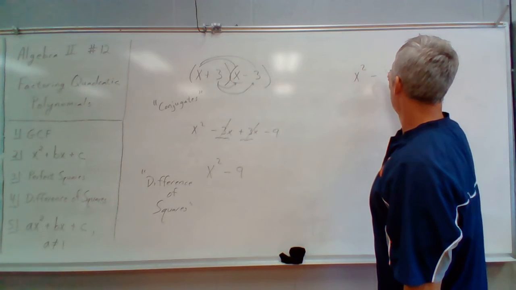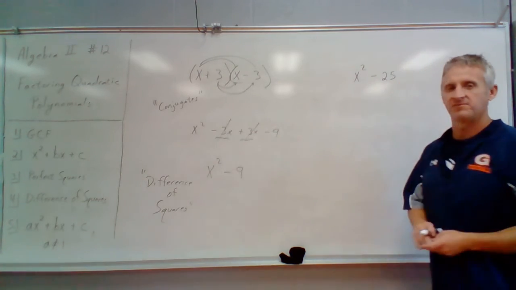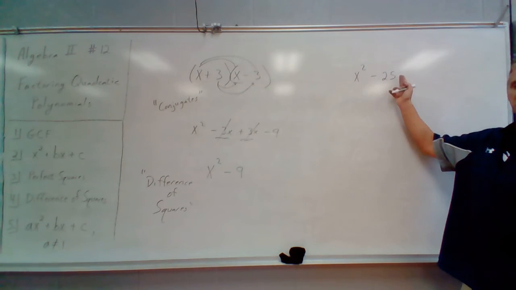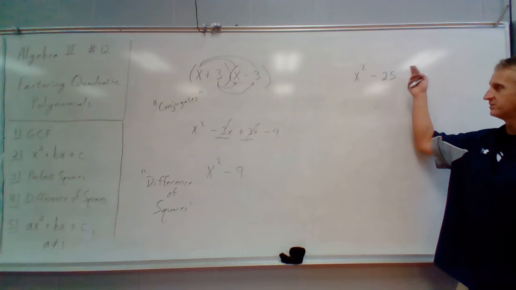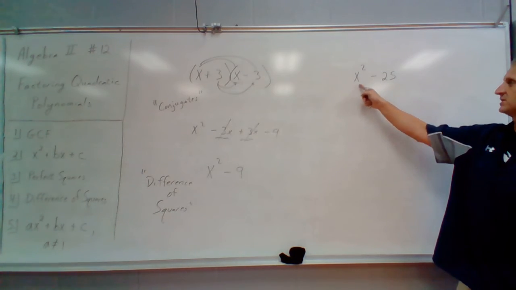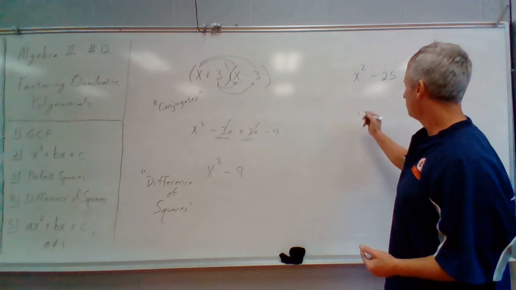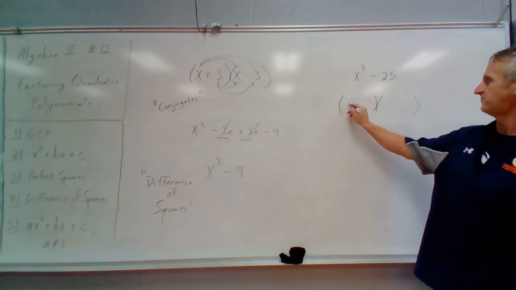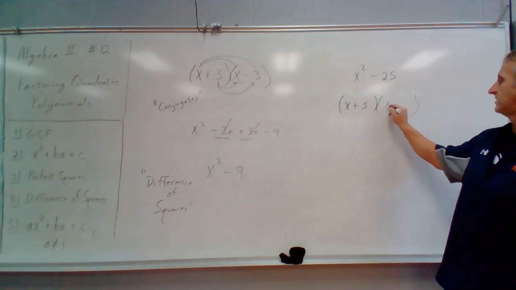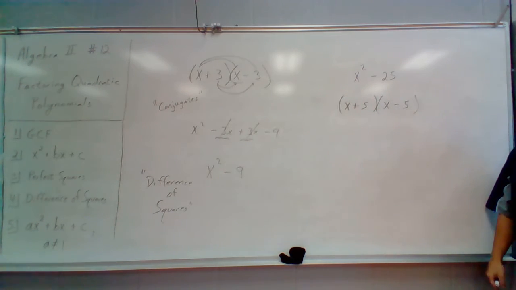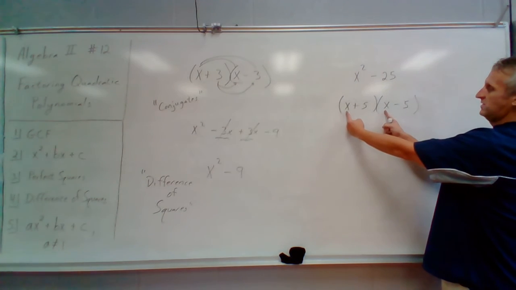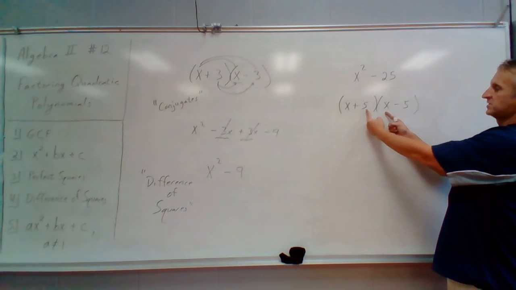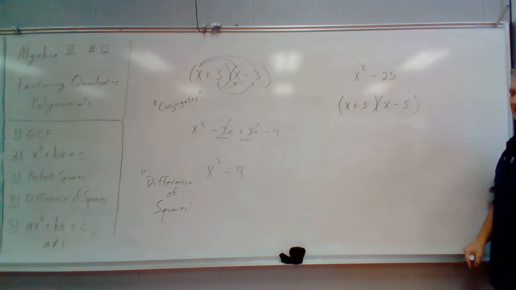Let's try one. Let's do x squared minus 25. So I have a perfect square, and 25 is a perfect square. 25 is 5 squared. There's a minus sign between them, so this is a difference of squares. So I know automatically that that will factor as two conjugates. It'll factor as x plus 5 and x minus 5. We can double check that. x squared minus 5x plus 5x, that's 0 x's. Middle terms cancel. And then I got minus 25.